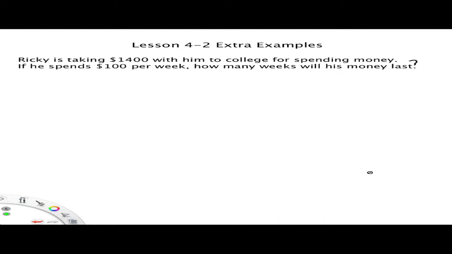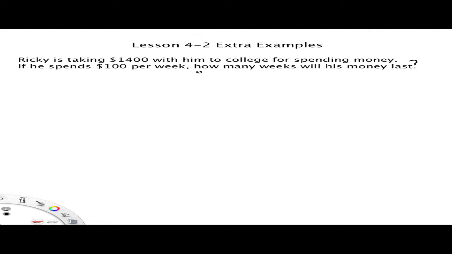Okay, this is a continuation of the 4-2 extra examples. This is our third example, and this is similar to example 3 in the textbook. So Ricky's taken $1,400 with him to college for spending money. If he spends $100 per week, how many weeks will his money last?